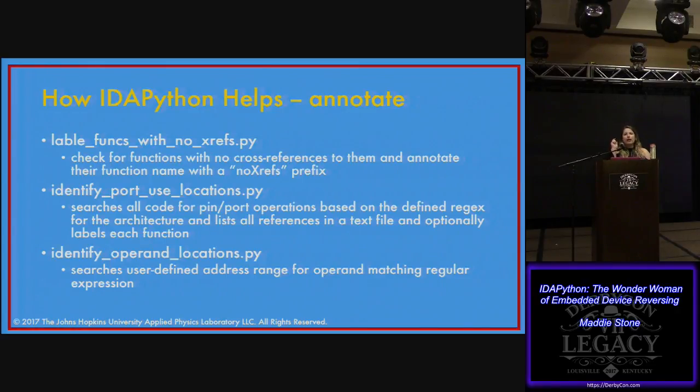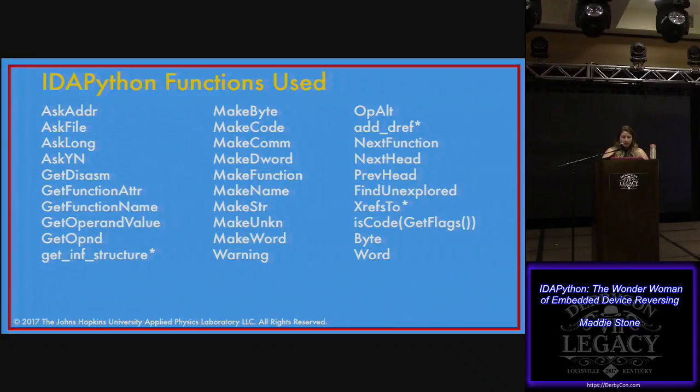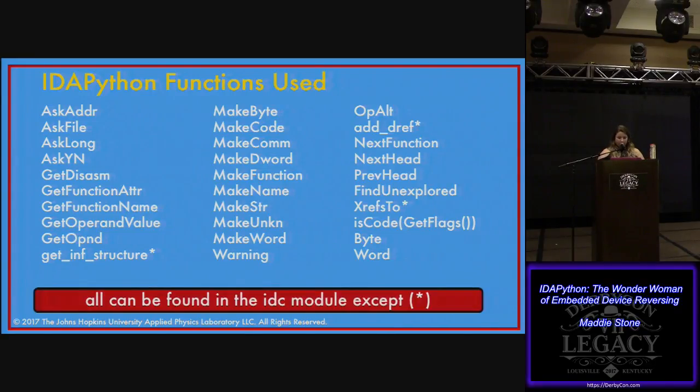Yeah, and then identify operand locations. I added that one in by just a request via Twitter from someone who wanted to track, on some architectures, the stack pointer and the frame pointer just being used within the function. How can they quickly see each of those places? So this script in general will just search operand locations for you within the address range that you give it, and you just put in whatever regular expression you're looking for. So really just sort of a search type of thing if you're not wanting to use IDA's built-in search capabilities.